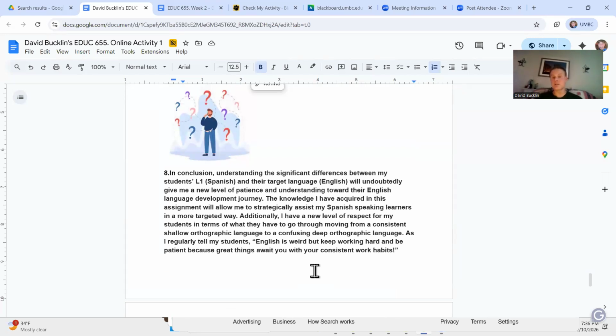In conclusion, understanding the significant differences between my students' L1 Spanish and their target language English will undoubtedly give me a new level of patience and understanding for their English language development journey. The knowledge I've acquired here will allow me to strategically assist my Spanish-speaking learners in a more targeted way. And again, a new level of respect from this standpoint.